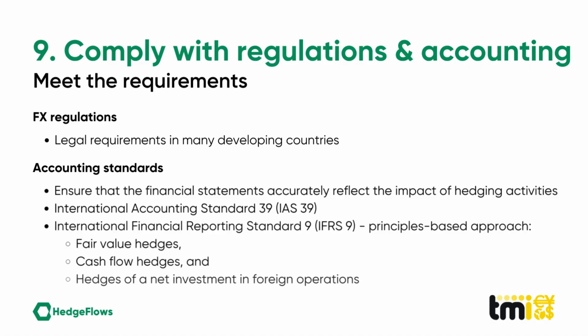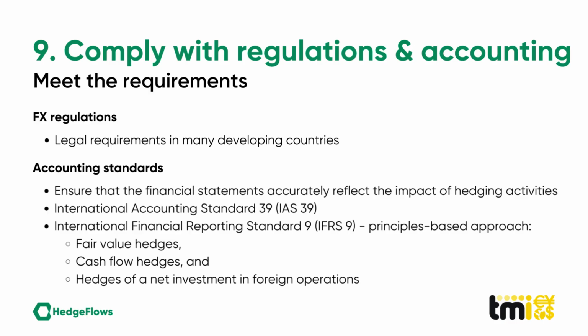In the United Kingdom, accounting standards that affect hedging programs include International Accounting Standard 39, or IAS 39, and International Financial Reporting Standard 9, or IFRS 9. These standards provide guidelines for how hedging activities should be accounted for and reported in financial statements. IFRS 9 replaced IAS 39 and introduced significant changes to the accounting for financial instruments, including the following.